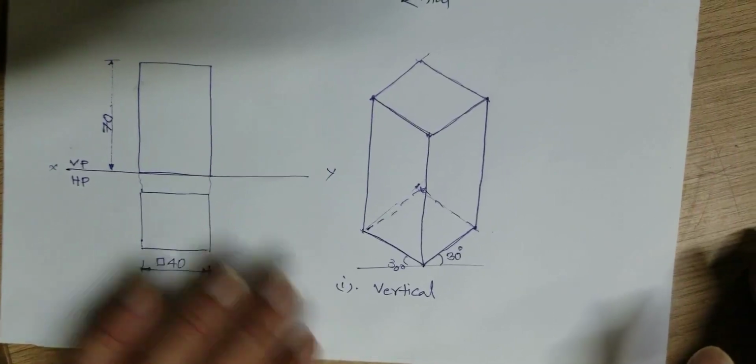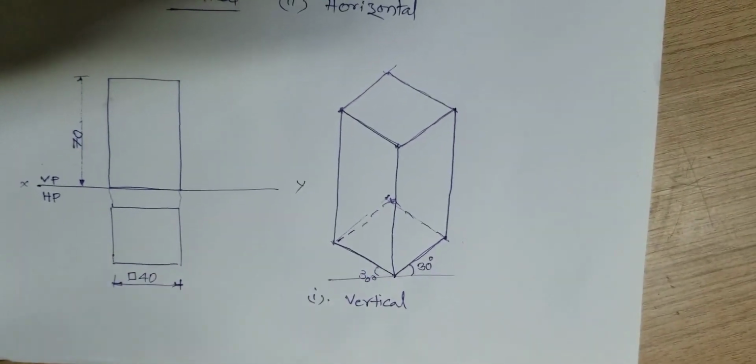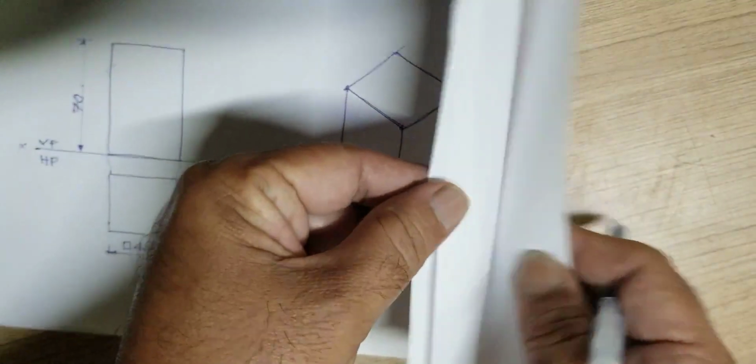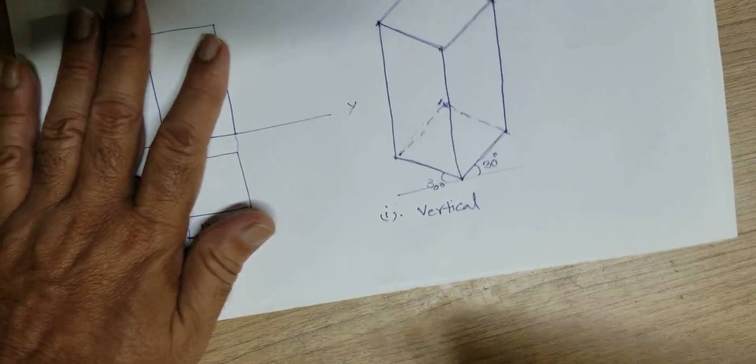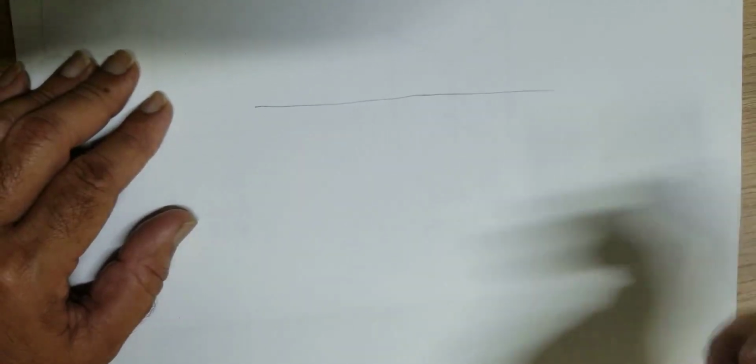Now I would like to go for horizontal. When it is in horizontal, I am taking one more paper because I am unable to explain over here. How we have to write in a horizontal. See here, draw the line, right?